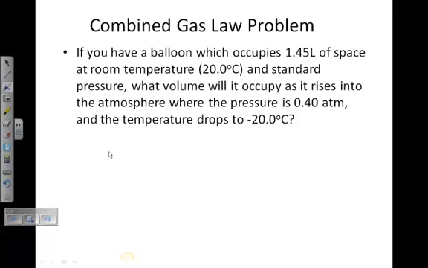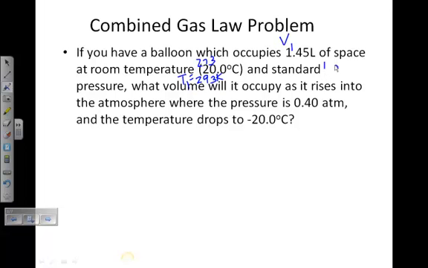Here's what a typical problem may look like. What I would do is start labeling things as I read it. So this is the initial volume, this is the initial temperature. You might just go ahead and convert it to Kelvin right away. So 293 Kelvin, T1. Okay. And standard pressure, and you might say, what is standard pressure?